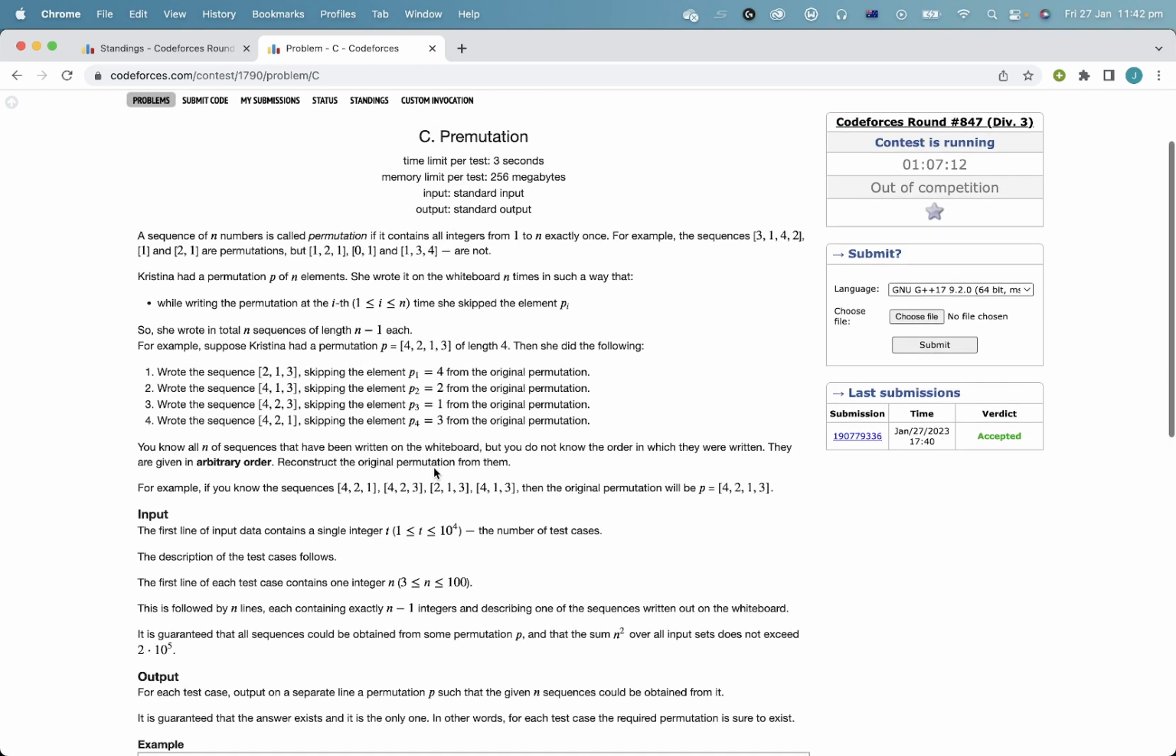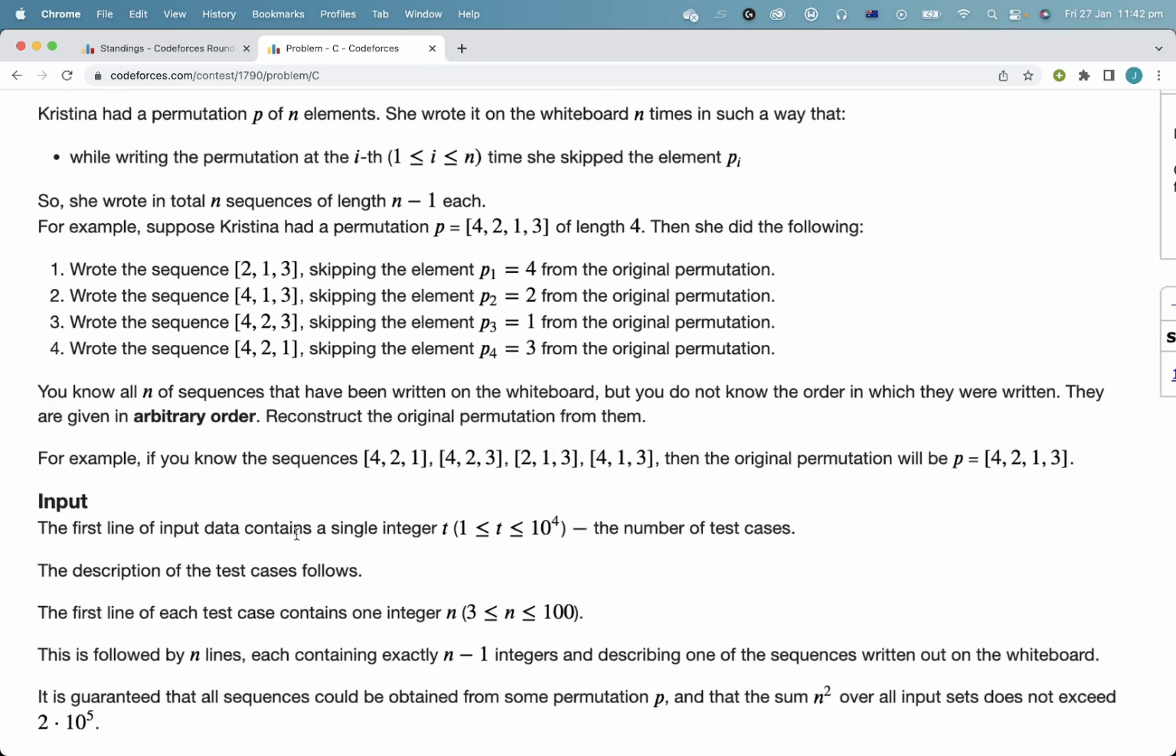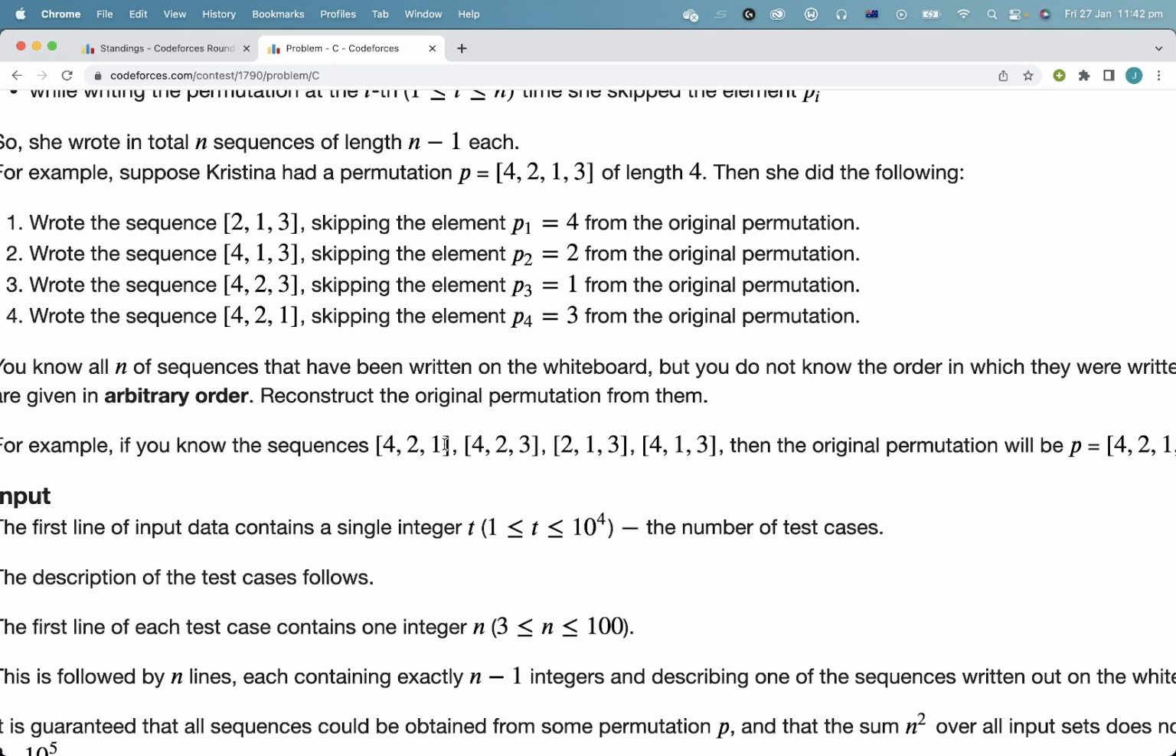So I have a graph with n nodes, and if I have the sequence 4, 2, 1, I know that the number 4 goes before the number 2 in the list. The number 2 is before the number 1 in the list, and the number 2 is less than the number of 3 in the list. And basically for every adjacent pair of elements in any of these sequences, I know that the first one occurs somewhere in the permutation before the second one.